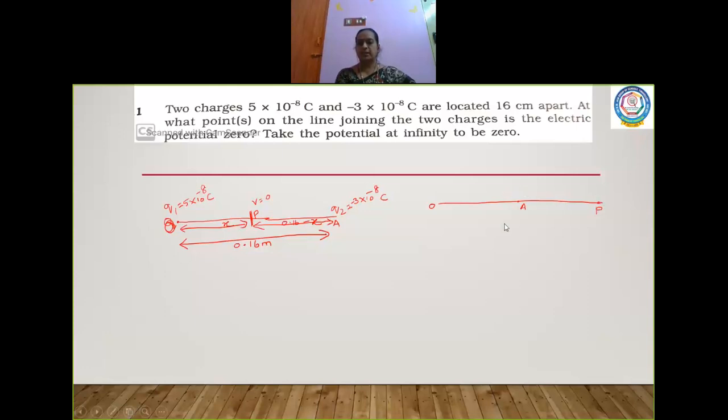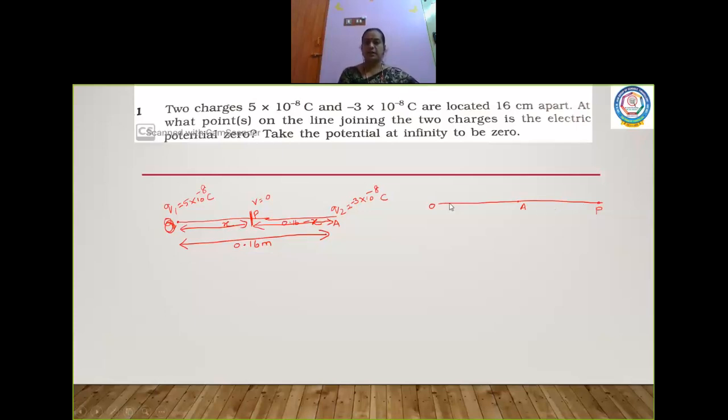So either it can be here or it can be here, but it cannot be on this side, to the left of O, because potential cannot be negative. So either the point should be between these two points or it should be along the right side. Let us consider these two cases and find out the potential.